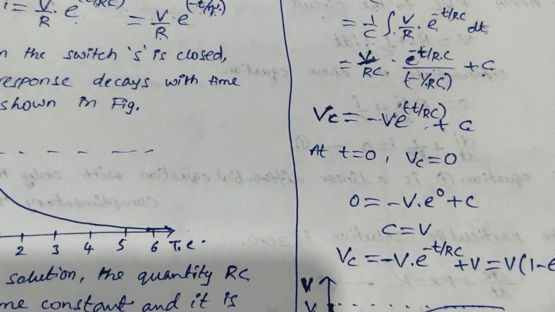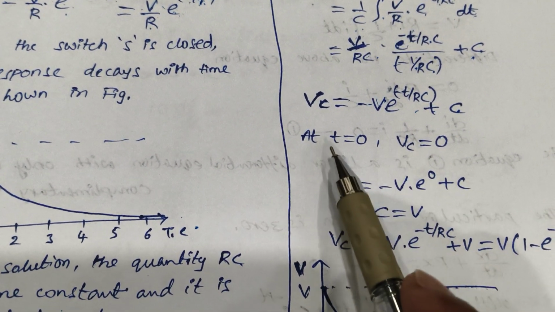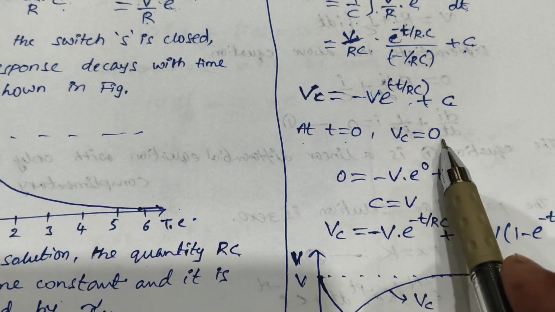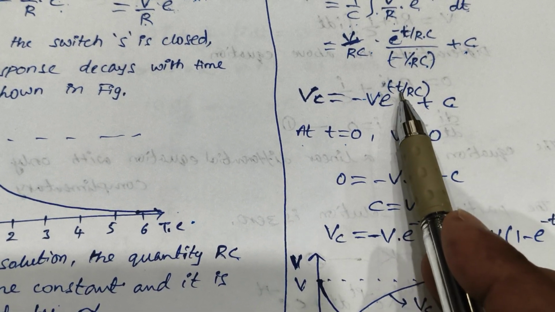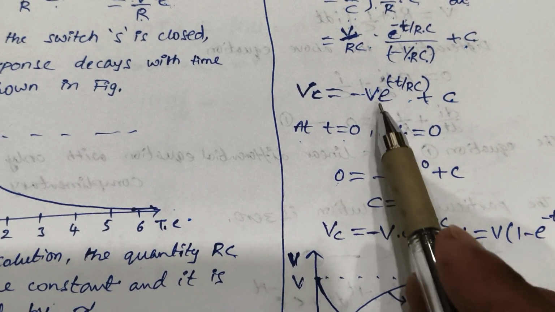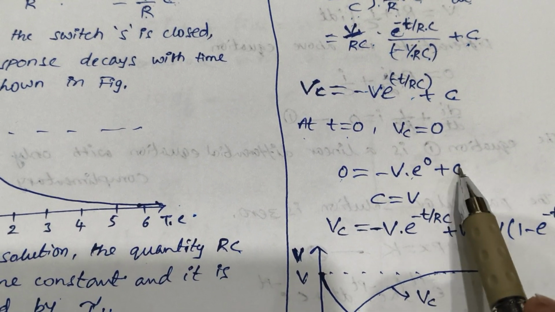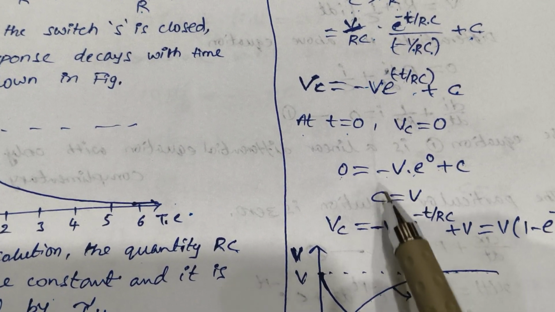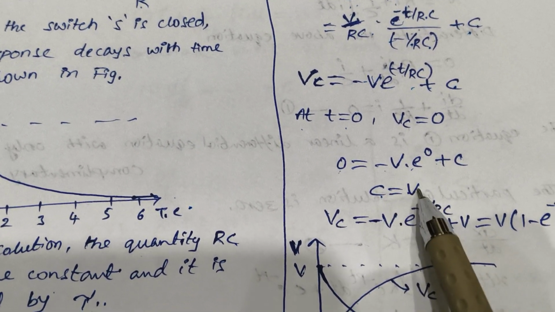Using the initial condition, as I told, at t is equal to 0, the voltage across capacitance is 0. By substituting t is equal to 0 in this equation, Vc is equal to 0, you will get minus V into e power 0 plus C. So 0 is equal to minus V plus C, which gives C is equal to V.